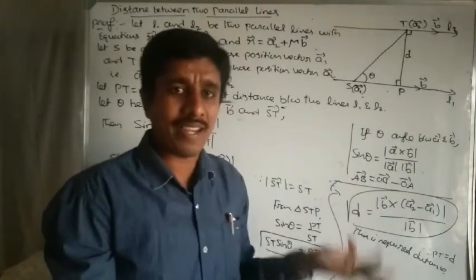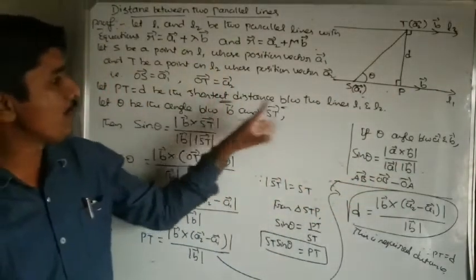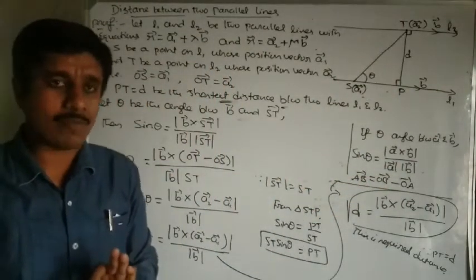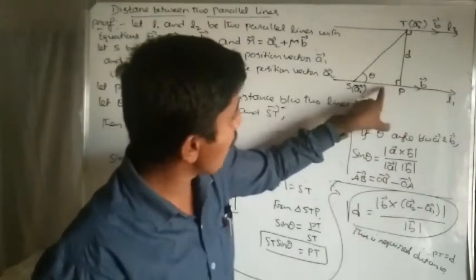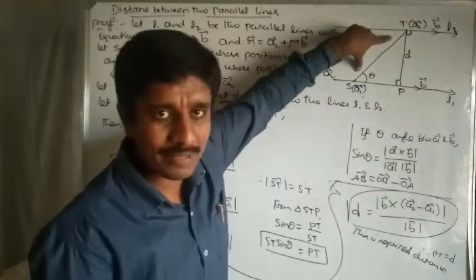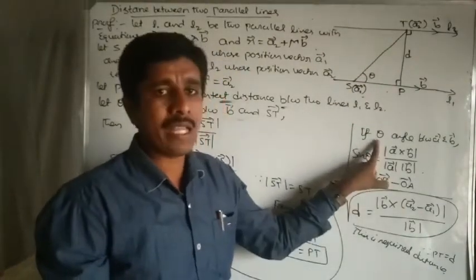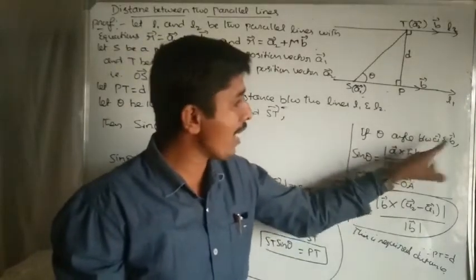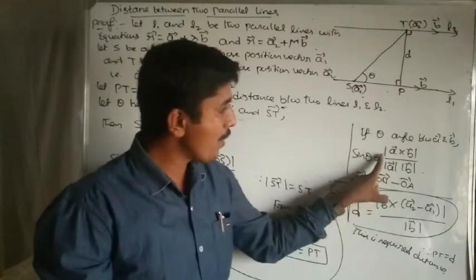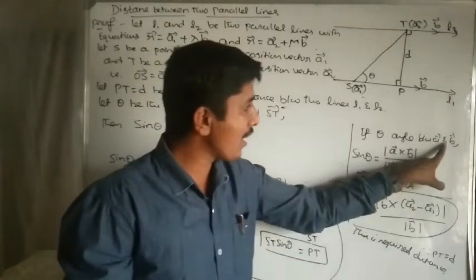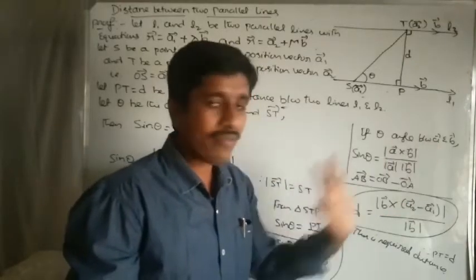Here distance means shortest distance, because the two lines are parallel. Distance between two parallel lines L1 and L2. Now take theta to be the angle between this line vector B and vector ST. We have a formula for sin theta, remember this formula. If theta is the angle between vector A and vector B, then sin theta is equal to magnitude of vector A cross vector B divided by magnitude of vector A into magnitude of vector B.